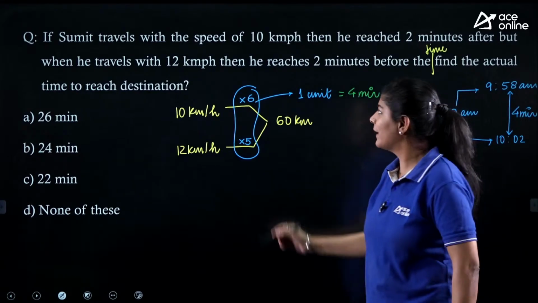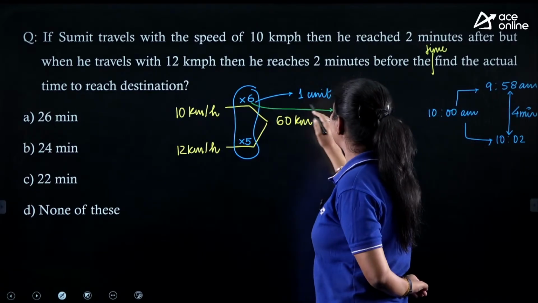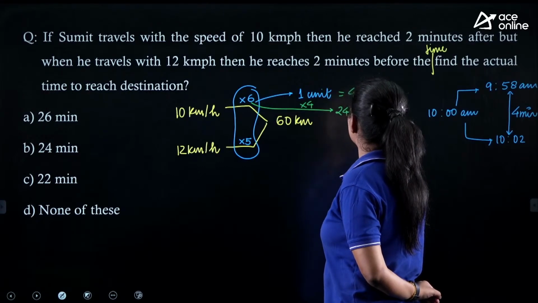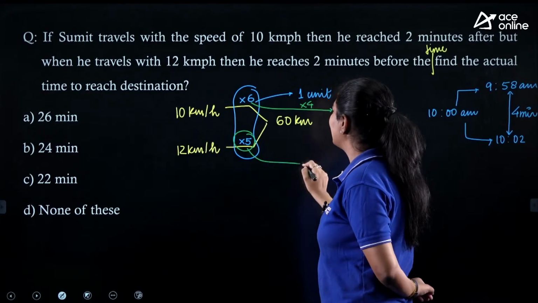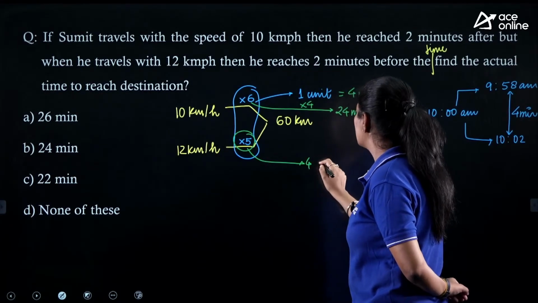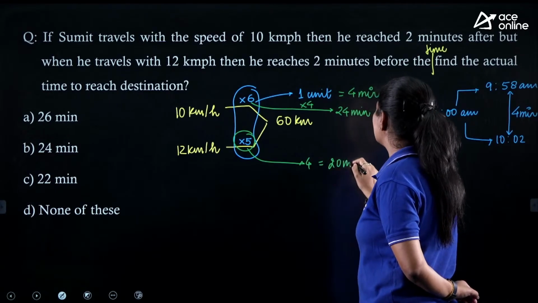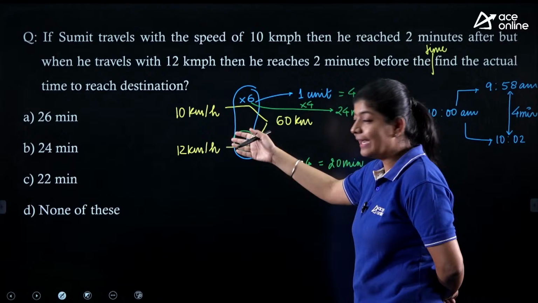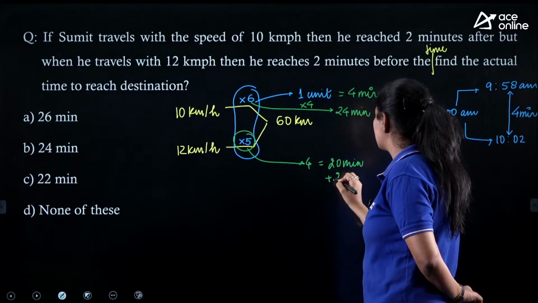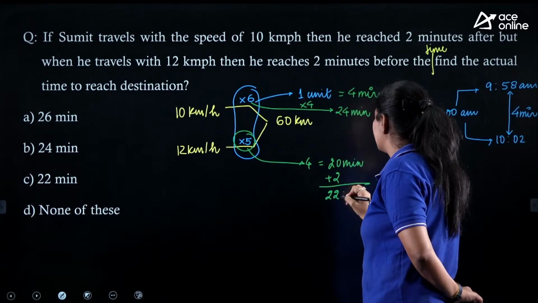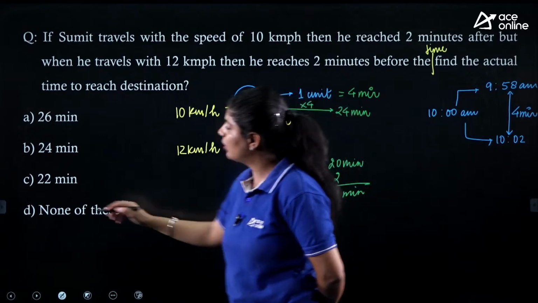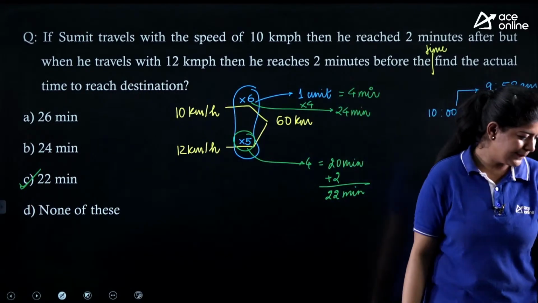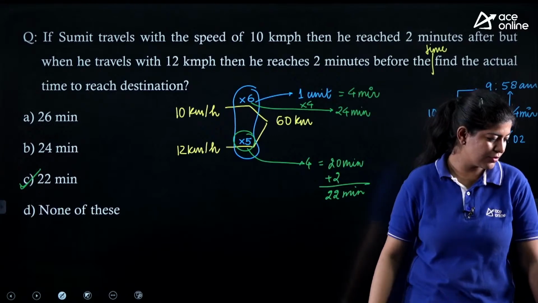It's a very simple one. Initially, if you multiply it by 4, you will get a time period of 24 minutes. And if you multiply it by 4, you will get 20 minutes. And you need to find out the actual time, as this is 2 minutes early. So 20 plus 2, the actual time is 22 minutes. Simple. Option number C is the correct one, 22 minutes.